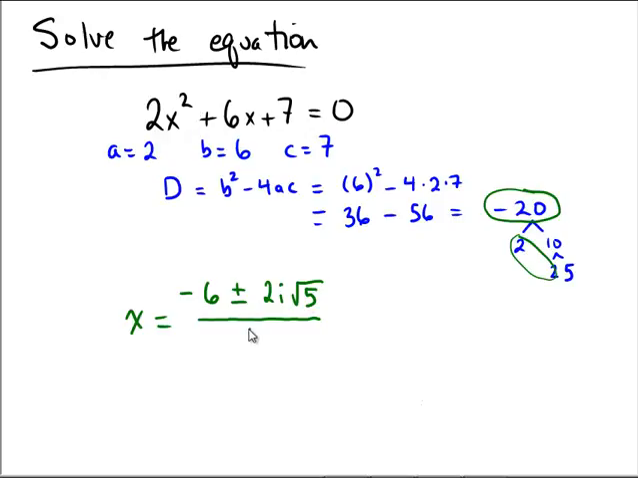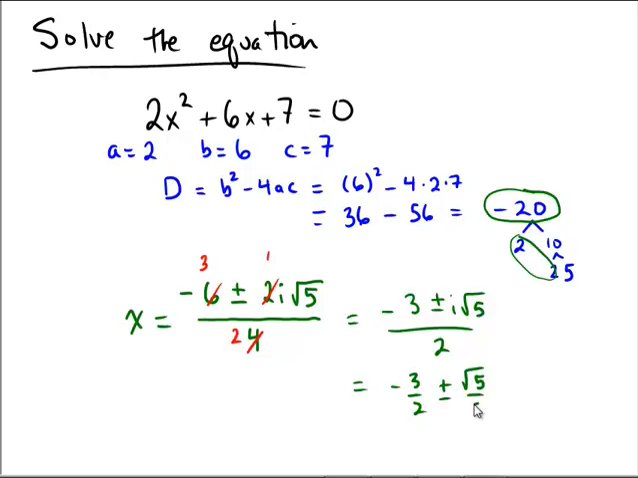2 times 2 is 4. So now we have a common 2 that can be divided out of all of our coefficients here: 3, 1, 2. And so we see that the final answer to the problem is going to be negative 3 plus or minus i radical 5 all over 2. Or sometimes written as negative 3 over 2 plus or minus radical 5 over 2 i.